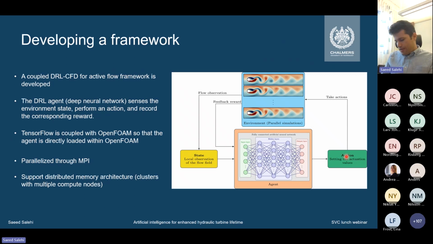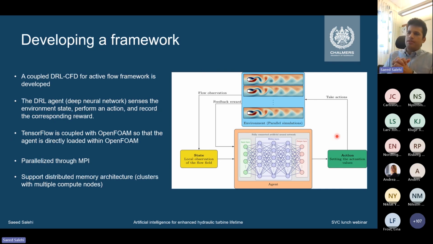So what I did in this second part of this project is that I started developing a framework that we can use to kind of control the instabilities inside the flows. And I developed a framework, a coupled DRL-CFD framework for active flow control. And here, the DRL framework you can see is a deep neural network. It senses the environment, it senses the CFD simulation, and then it creates an action and it receives a feedback.